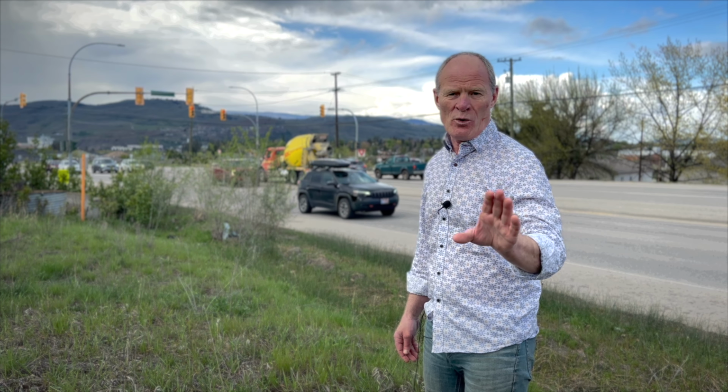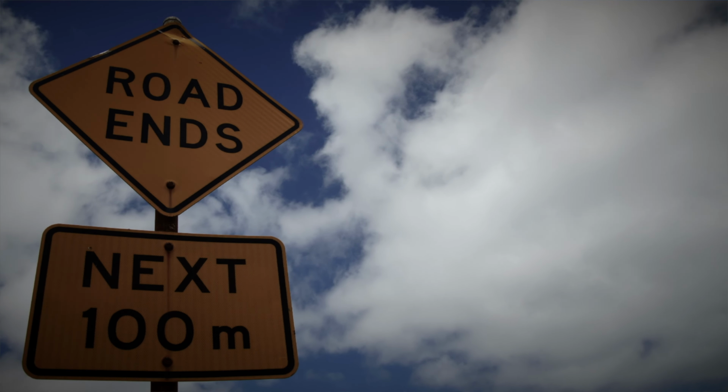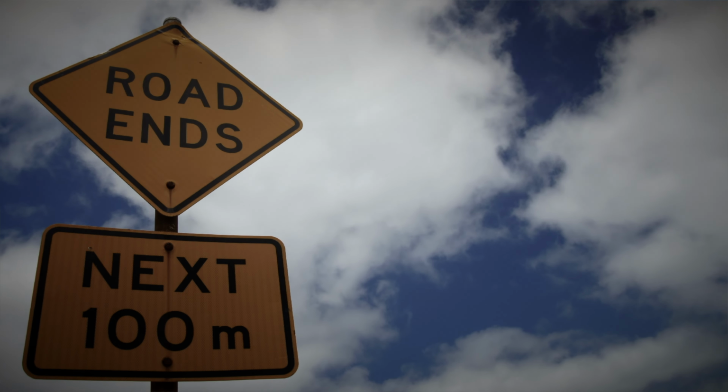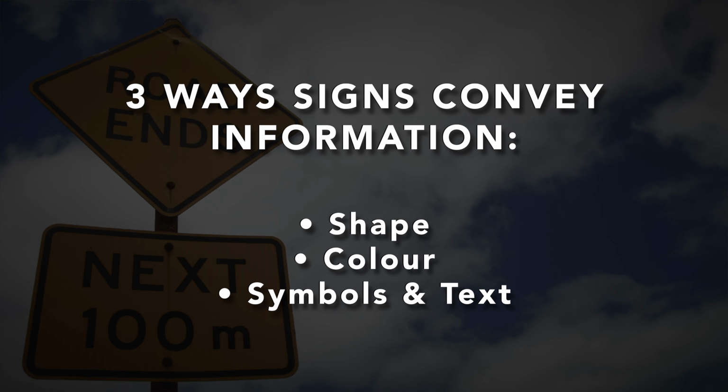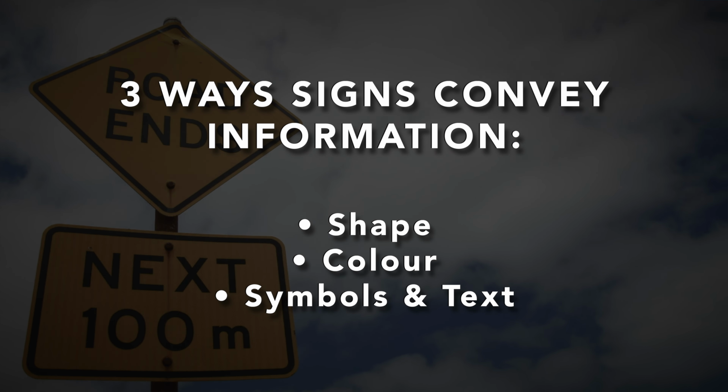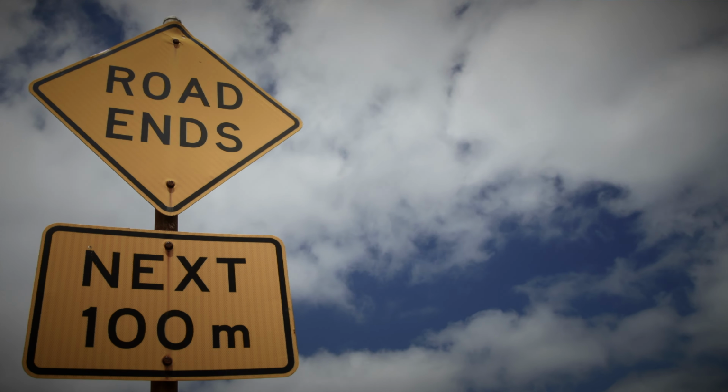Pay attention to these. We're going to turn the video off. You'll have a short quiz. You'll take that up with your instructor. Look at the classifications. Look at the three ways that traffic signs convey information: the shape, the colors, and the symbols and text written on the sign, and try and break them down into the classifications.